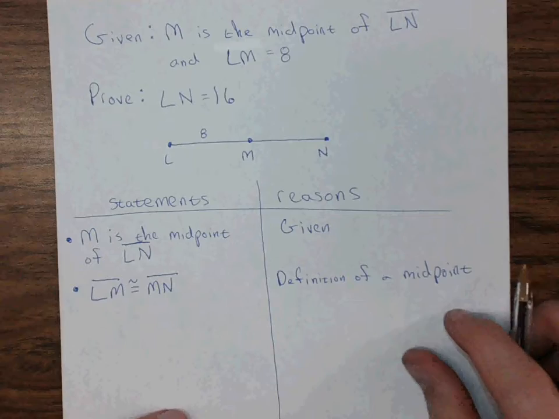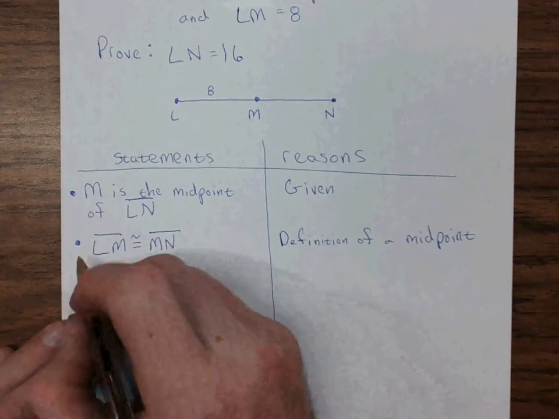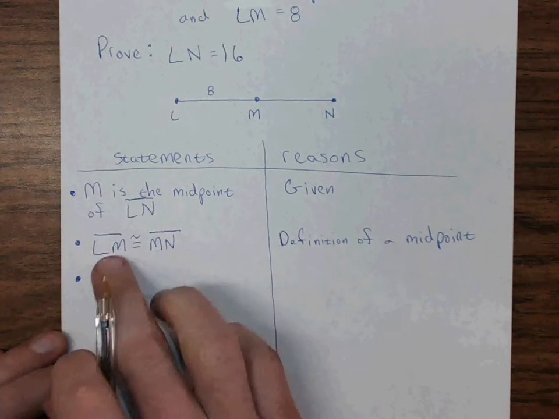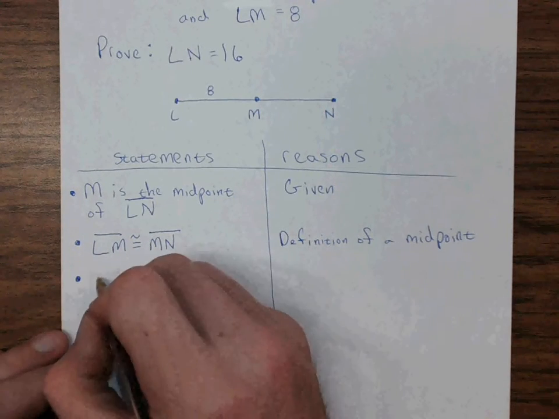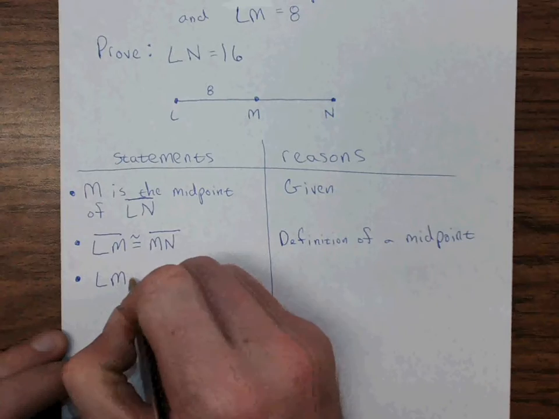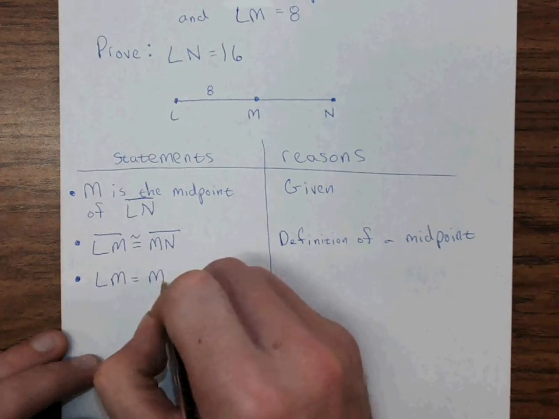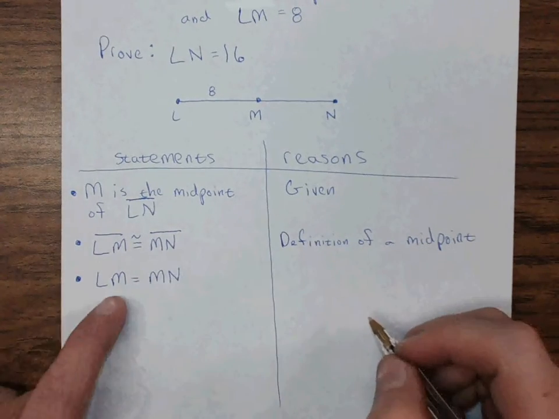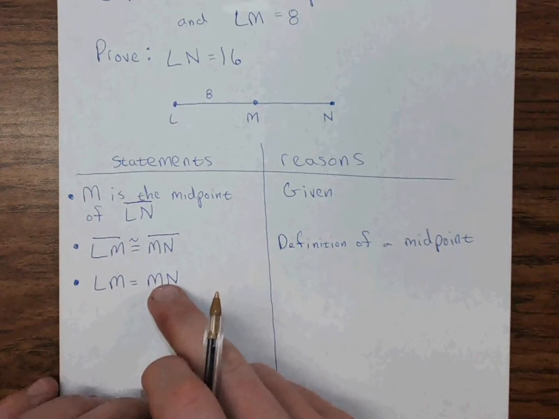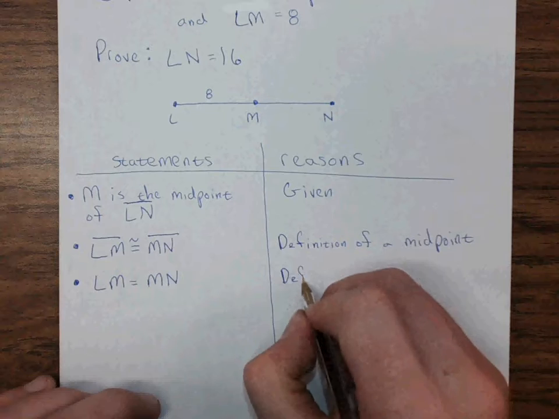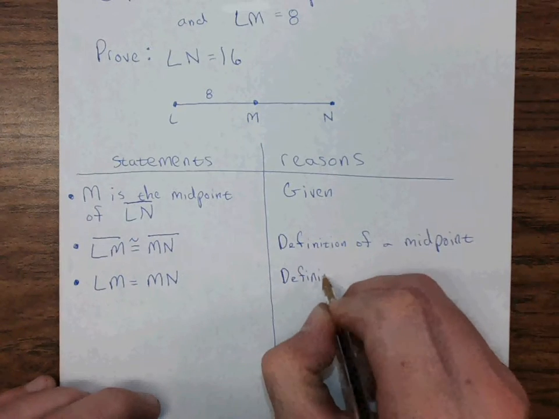All right, now this is where the subtlety emerges. We're going to basically restate exactly this, but we're going to drop the line segment form and just look explicitly at the length. Length LM is equal to length MN. That is the definition of congruent segments.